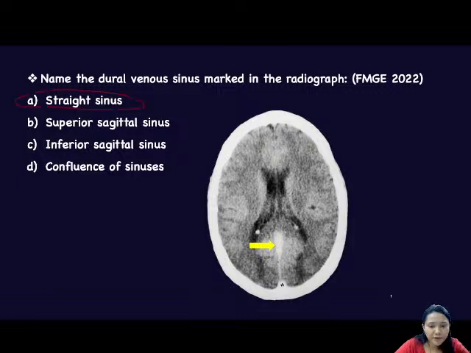We just saw an image. This is the straight sinus. Okay, here you will have the superior sagittal sinus cut portion and the confluence will be somewhere here. But this area is the straight sinus. That was a very easy question. This is a straight sinus.